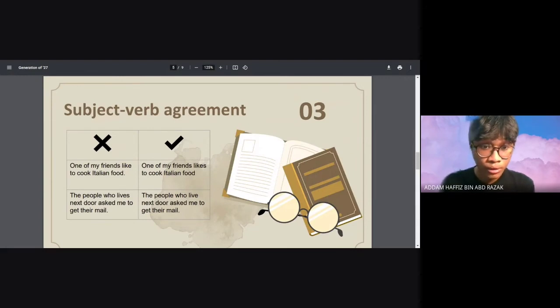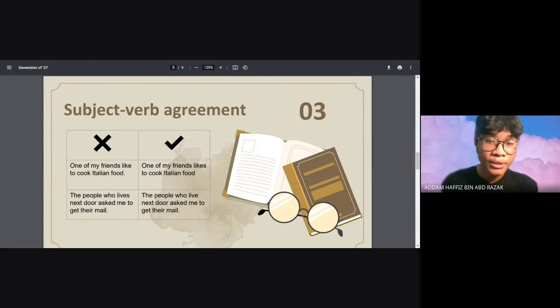So this is what we call subject-verb agreement, because the singular subject takes the singular verb. Second sentence is, "The people who lives next door asked me to get their mail." This sentence is incorrect because people is a plural subject and lives is a singular verb, and it doesn't match. So the correct one is, "The people who live next door asked me to get their mail."